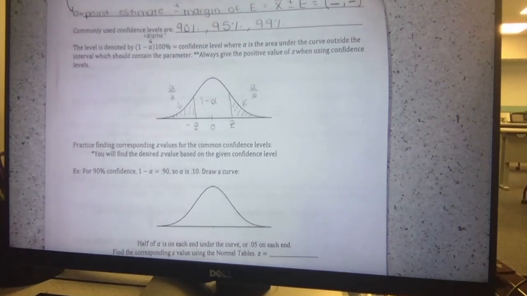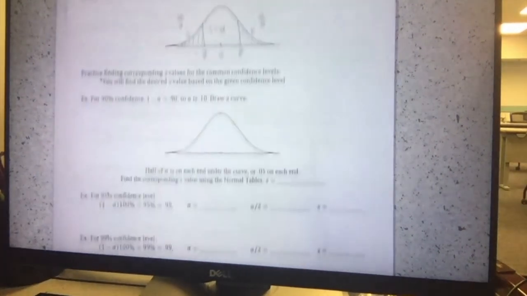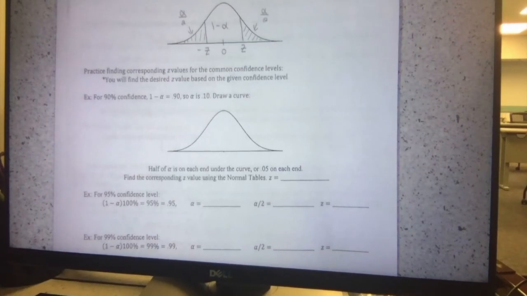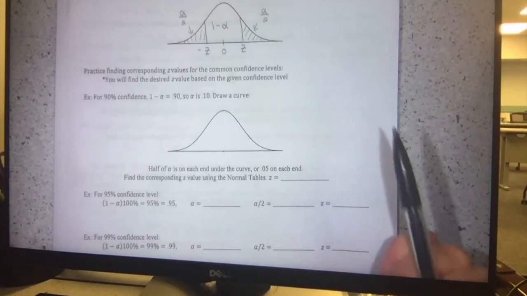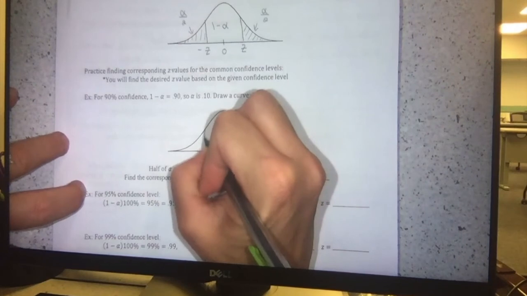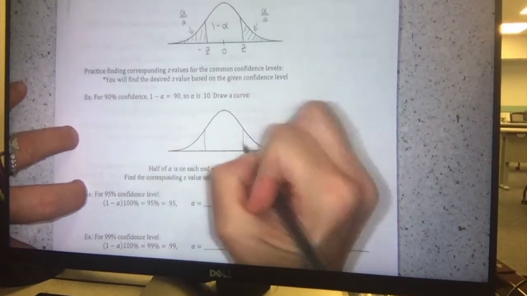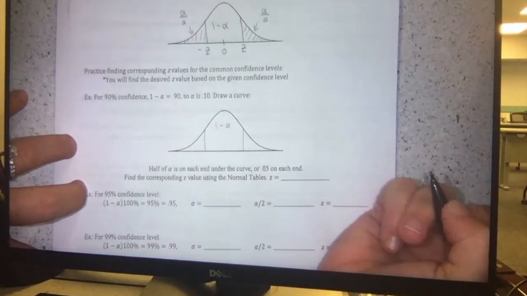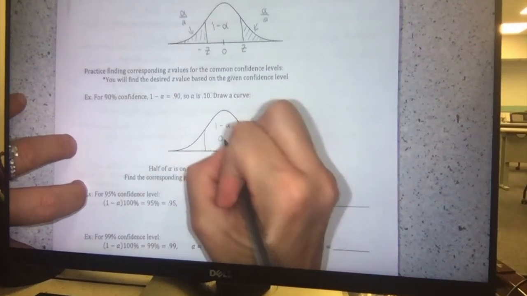So let's practice finding corresponding z values for the common confidence levels. We're going to find the desired z value based on the given confidence levels. So for example, for 90% confidence, we know that 1 minus alpha is going to be 0.90. So we need to draw this curve. In the middle we know is 1 minus alpha, which is 0.90 because it told us.